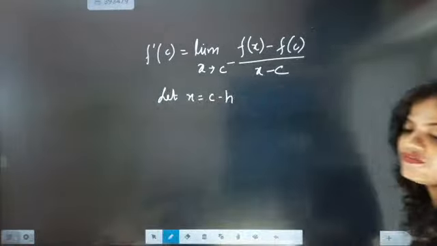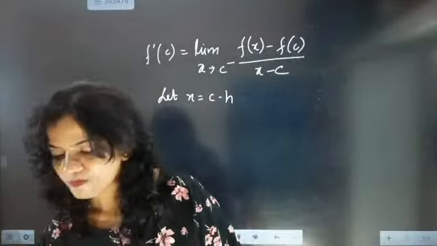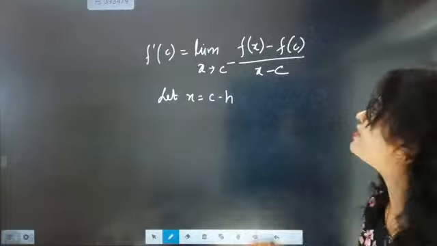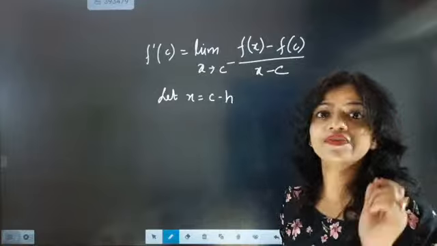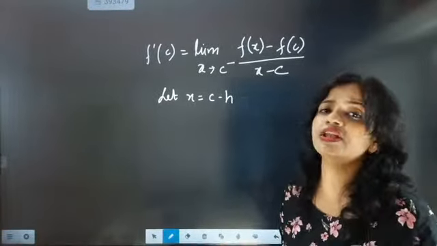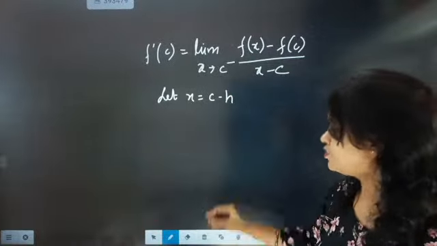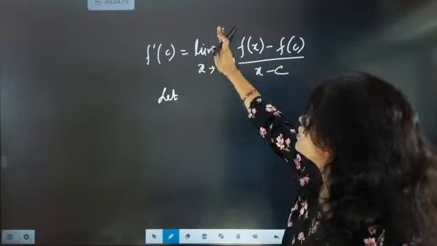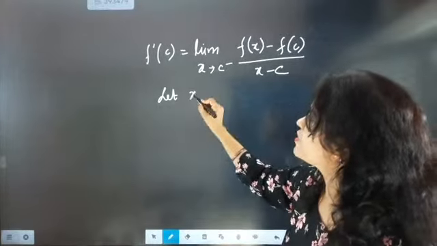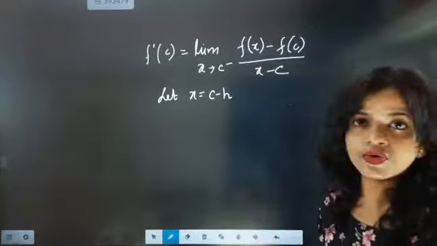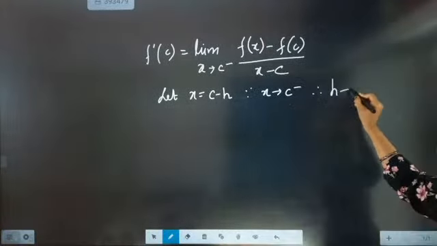Which part of the derivative? Left part of the derivative. So now we are going to find the left part of the derivative. How to represent the left part of the derivative in h form? First we are going to take let x equal to c minus h. You see here, x tends to c minus is there. Then we write, since x tends to c minus, therefore h tends to 0.